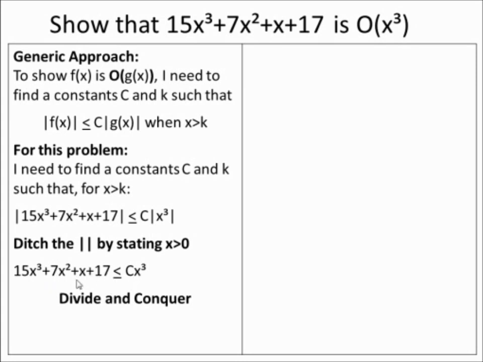Then I'm going to show that x, this term by itself, is less than or equal to some multiple of x cubed. And then I'm going to show that 17 by itself is less than or equal to some multiple of x cubed. Once I've bound each piece individually, then I can put it all together. Okay, so step 1, show that 15x cubed is less than or equal to some multiple of x cubed.